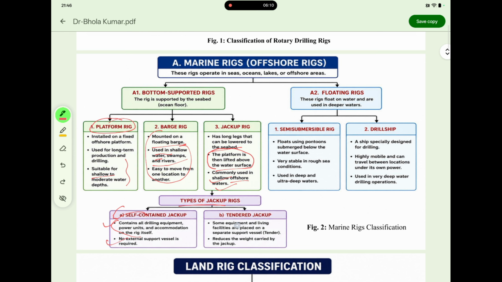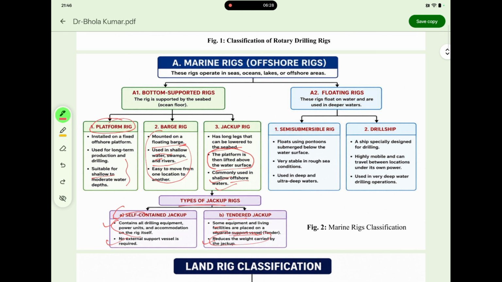Now coming to the tender jack-up rigs, some equipment and living facilities are placed on a separate supporting vessel, the tender, and this reduces the weight carried by the jack-up rig, right? These are the types.